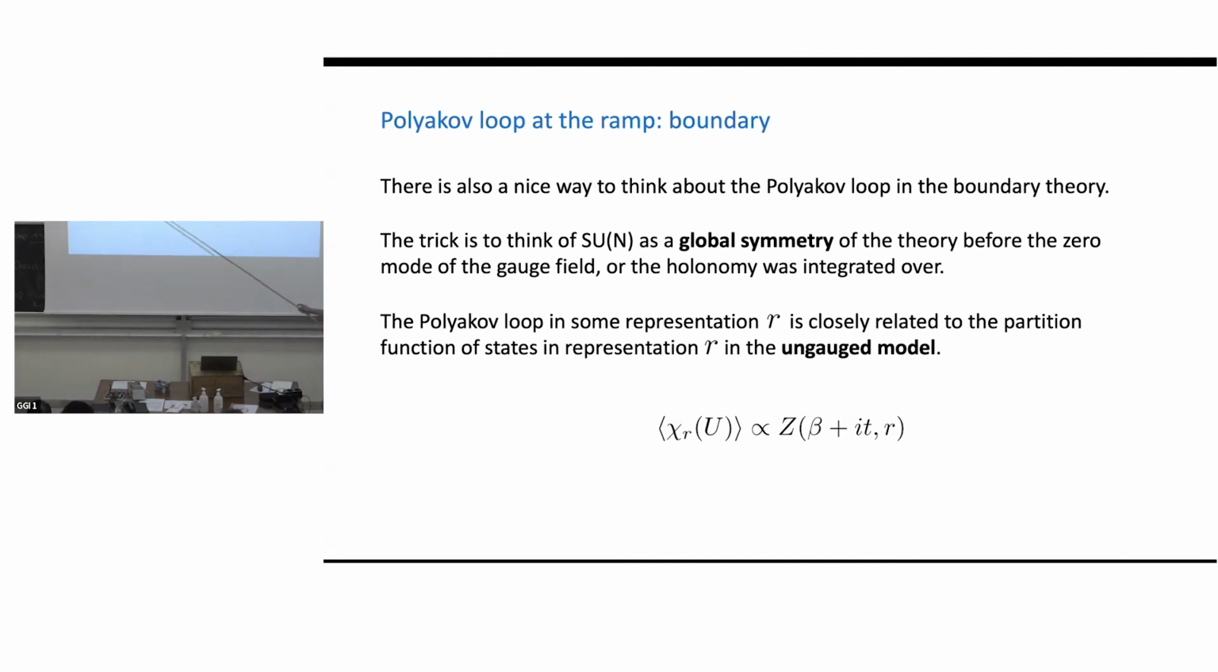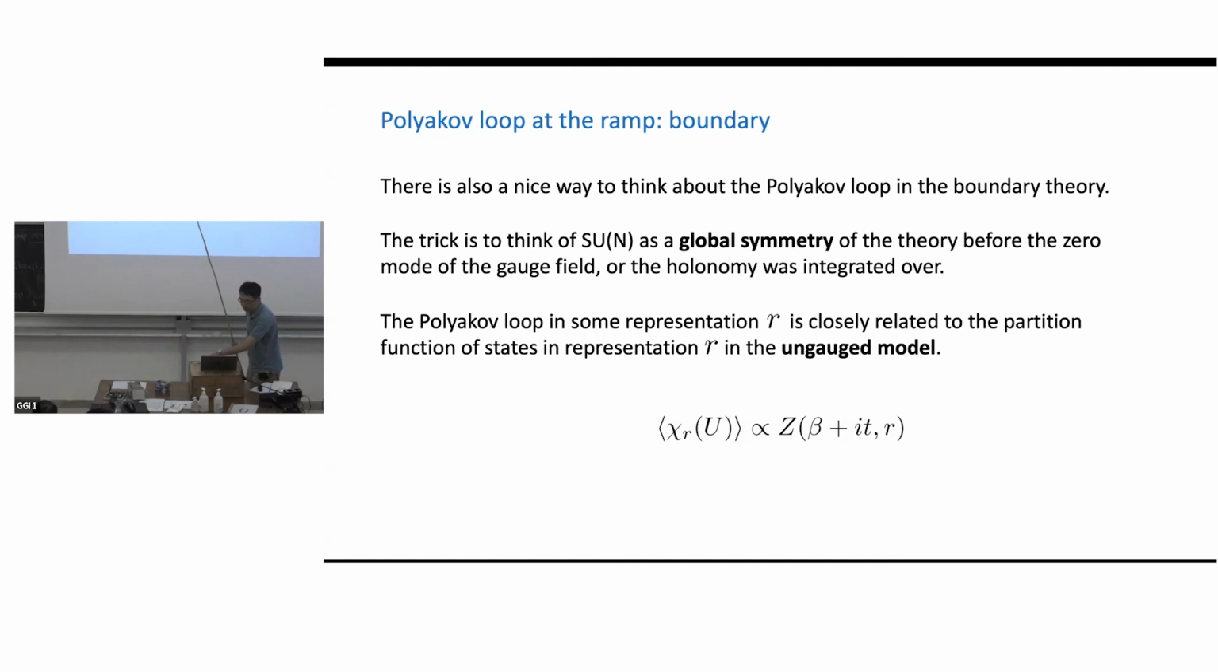And the Polyakov loop in some particular representation R of SU(N) is closely related to the partition function of all the states in some representation R in this ungauged model. So here in terms of equation, I'm writing it as the Polyakov loop in some representation R, or in other words, the character in some representation R will be proportional to the spectral form factor, or the analytically continued partition function, in that representation.